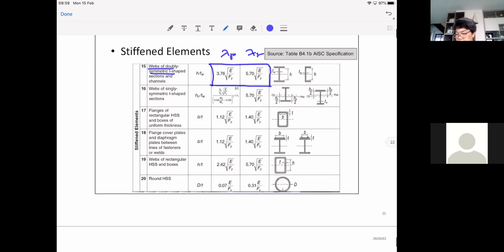For your web, please notice that you use the h, not the d. And don't forget to always indicate that you have investigated the slenderness ratio of the web, if you don't plan to calculate. I'm really not going to say that you're wrong if you don't check lambda r, if you know that your web slenderness ratio is already less than lambda p. But you just need to make a good clarification.